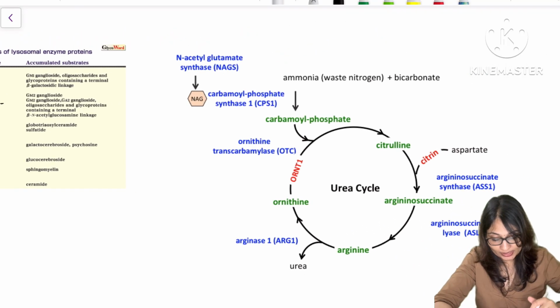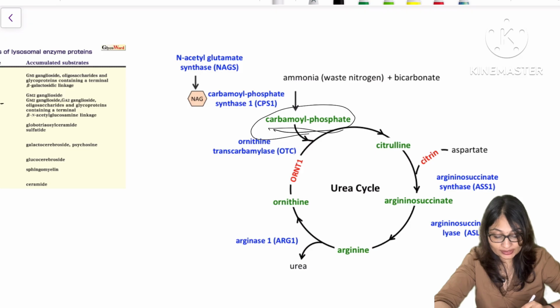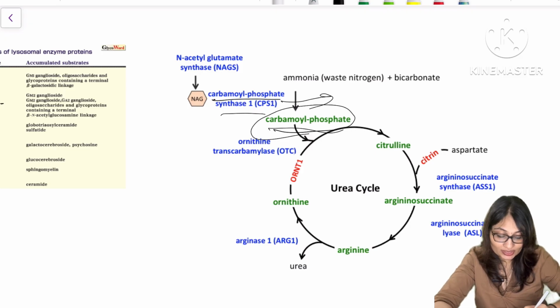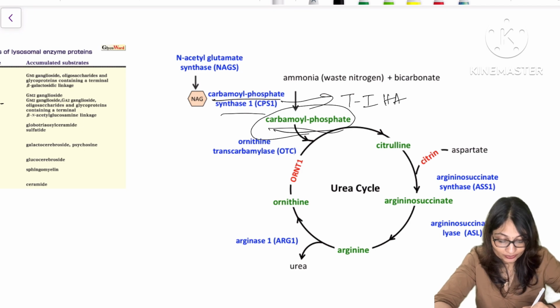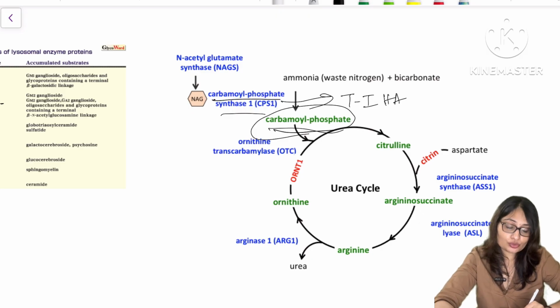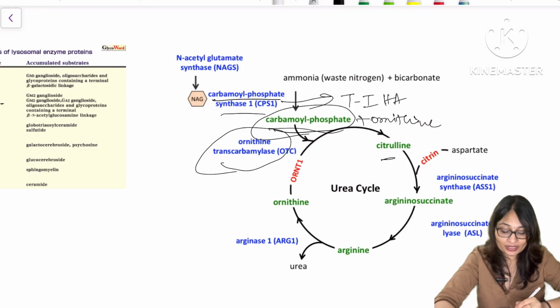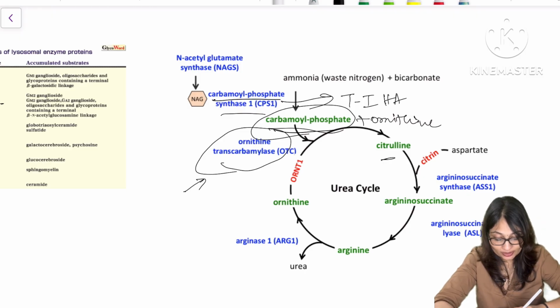It begins with carbamoyl phosphate. For the synthesis of carbamoyl phosphate, the enzyme is carbamoyl phosphate synthetase 1. If this enzyme is defective, we get type 1 hyperammonemia. Carbamoyl phosphate combines with ornithine and gets converted to citrulline, and the enzyme here is ornithine transcarbamylase. This defect results in type 2 hyperammonemia.